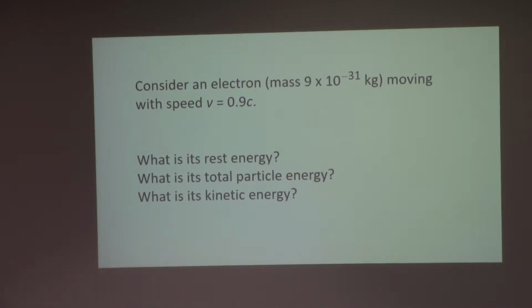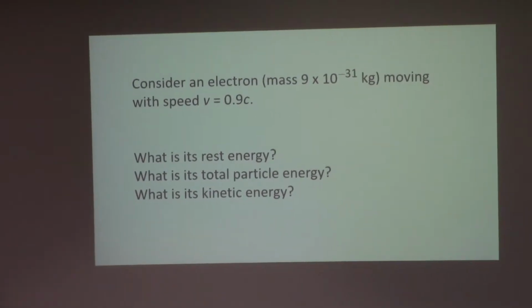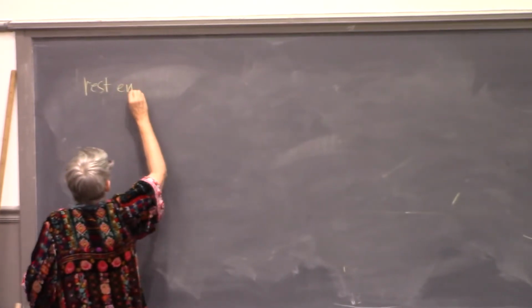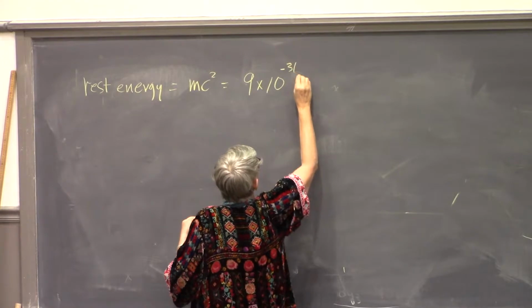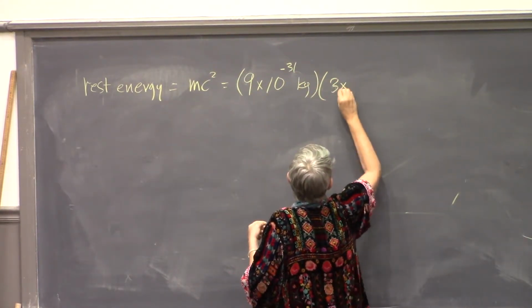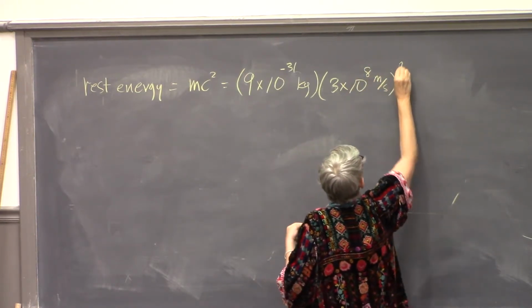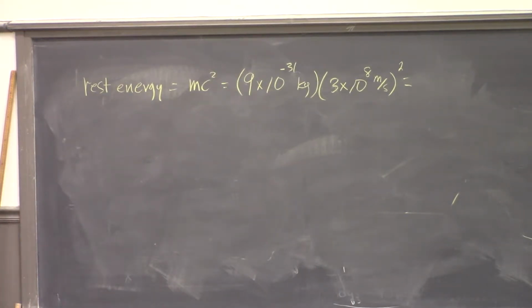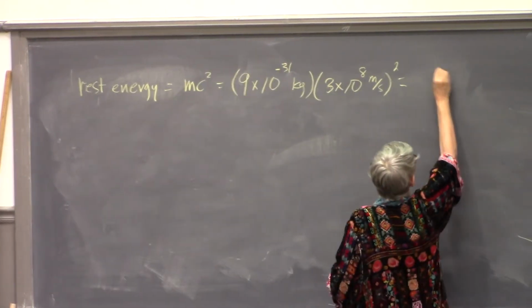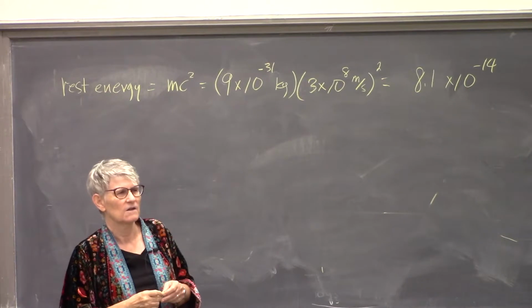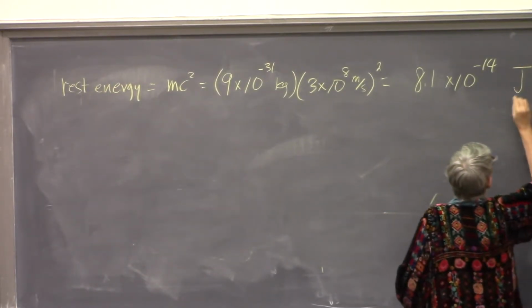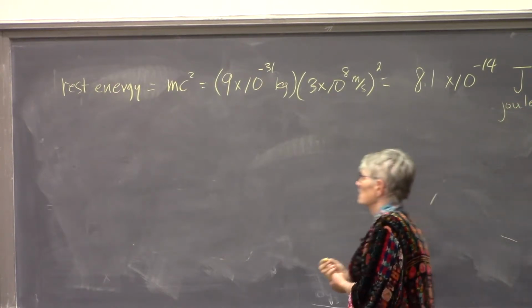Okay, so how do we calculate its rest energy? Okay, so rest energy is mc squared, so that's 9 times 10 to the minus 31 kilograms times 3 times 10 to the 8th meters per second squared. Does anybody actually have an answer? 8.1 times 10 to the minus 14. Okay. What are the units of energy? Joules. That's correct. So J, a joule is a unit of energy.